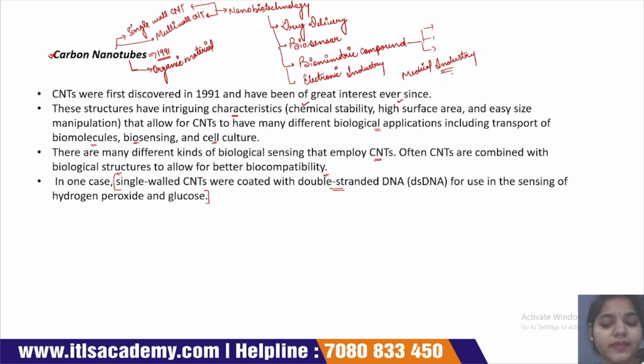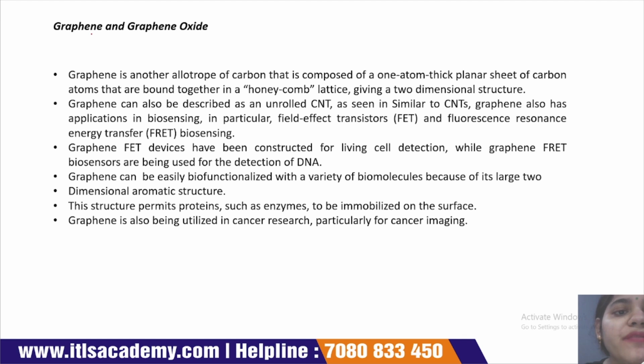Okay, now we discuss the next, that is graphene or graphene oxide. Graphene is another allotrope of carbon that is composed of one atom thick parallel sheets of carbon atoms that are bound together in a honeycomb lattice, giving a two-dimensional structure. Okay, graphene can also be described as unrolled CNTs.